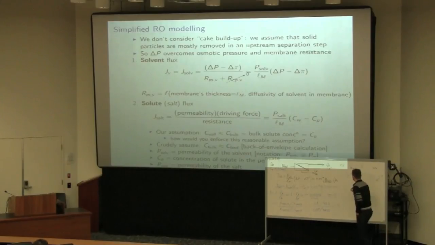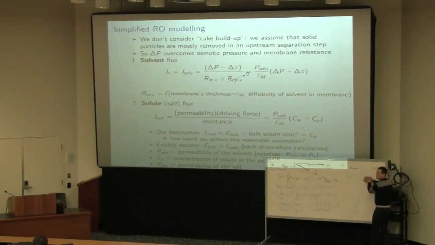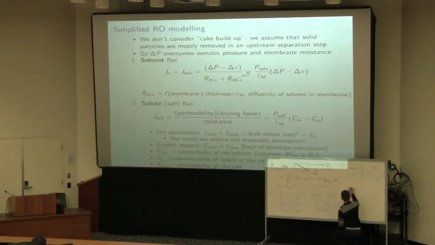If I take the concentration Cp over here, the concentration of salt on the permeate side, and I multiply it by the solvent flux, I can set that equal to J salt. This is a simple mass balance. Mass of salt into the membrane is equal to the mass of salt leaving in the permeate stream. There's no accumulation of salt in the membrane at steady state. So we can say J salt is equal to J solvent times Cp.